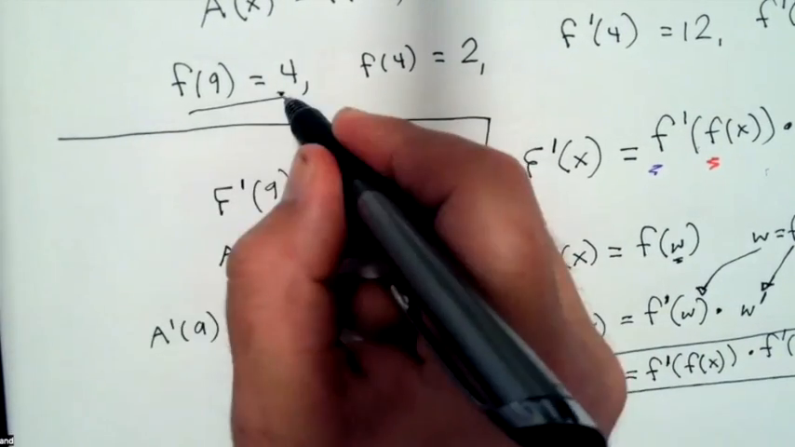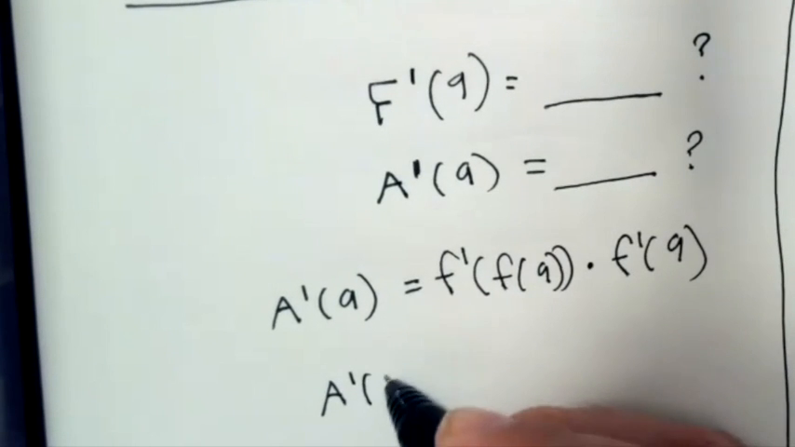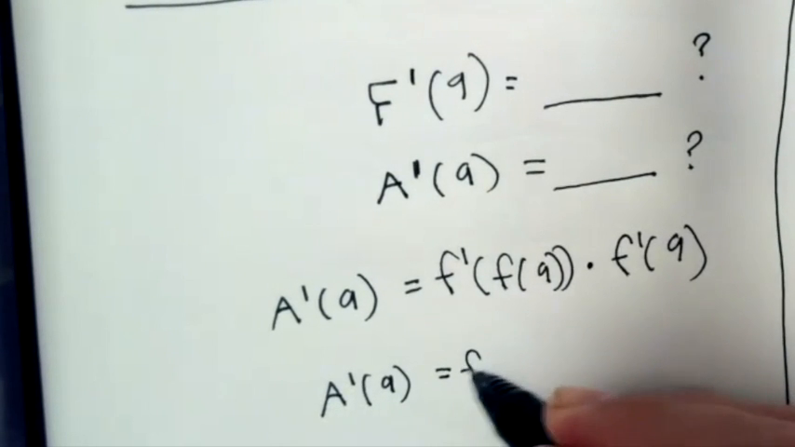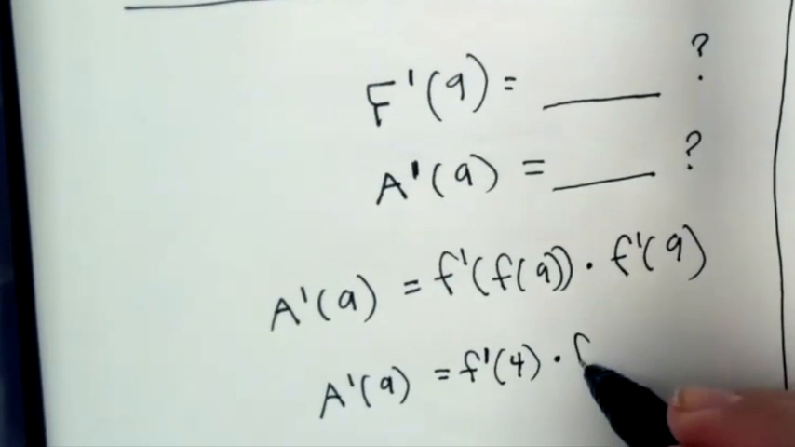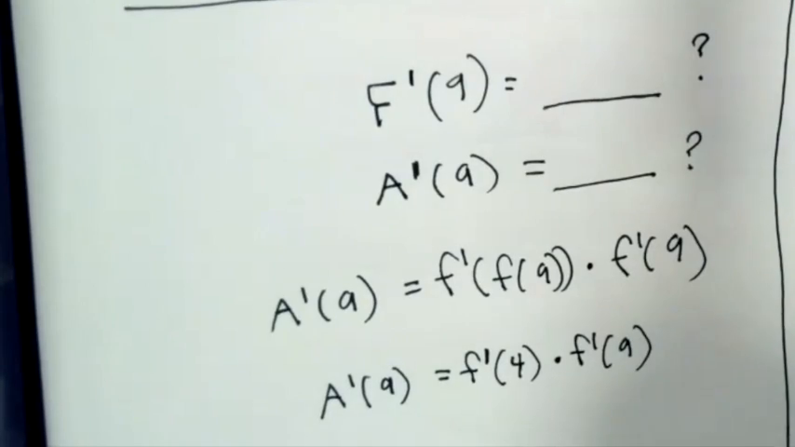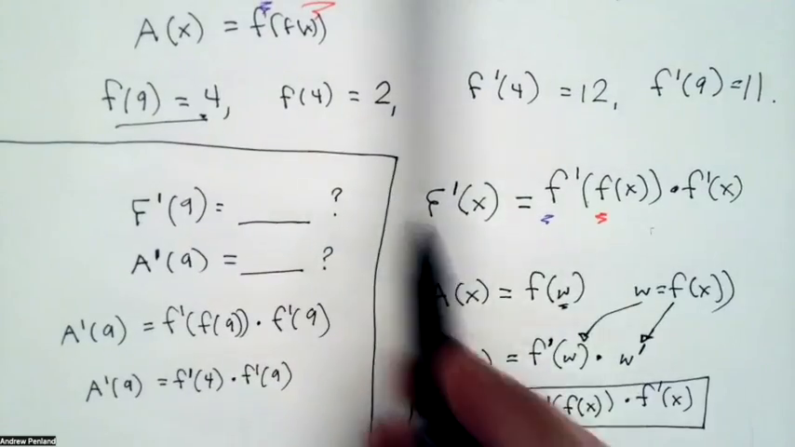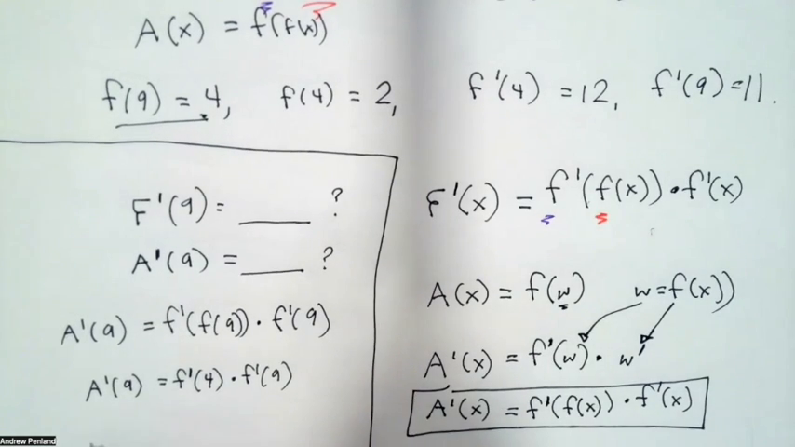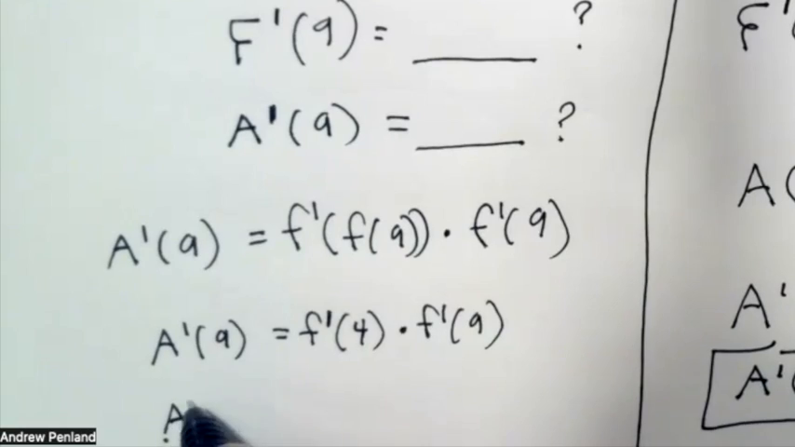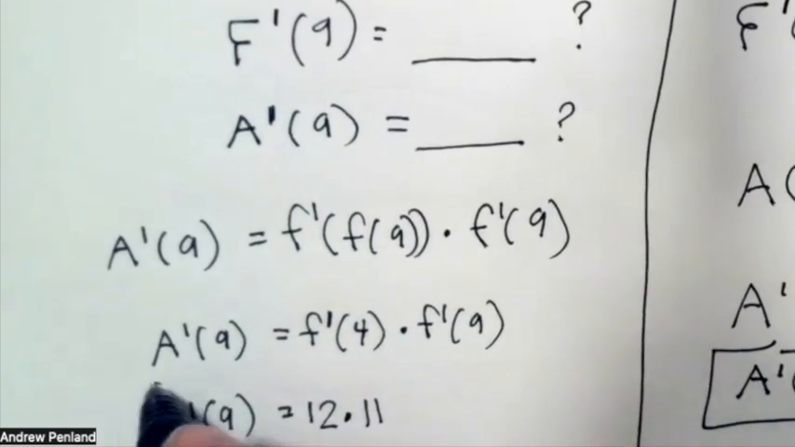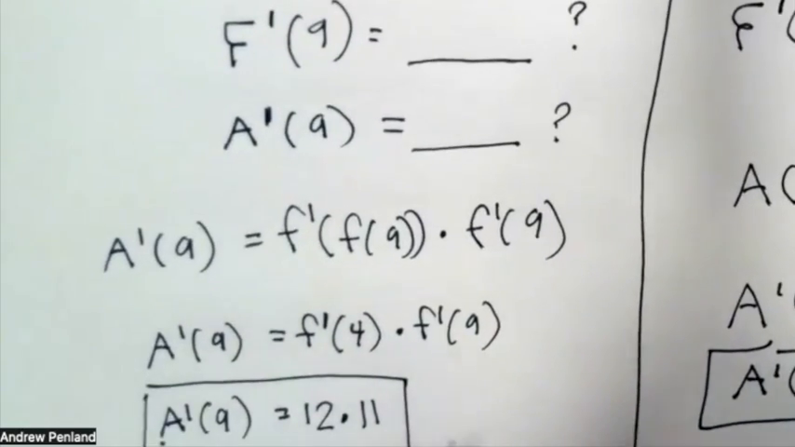I can go ahead and take that information and plug it in, and I get A prime of 9 is equal to f prime of 4 times f prime of 9. And then I know what f prime of 4 is, 12. And I know what f prime of 9 is, it's 11. So I just plug those numbers in where they go. And I would get A prime of 9 is equal to 12 times 11. I mean, you'd simplify it if you wanted to, but that's the process.